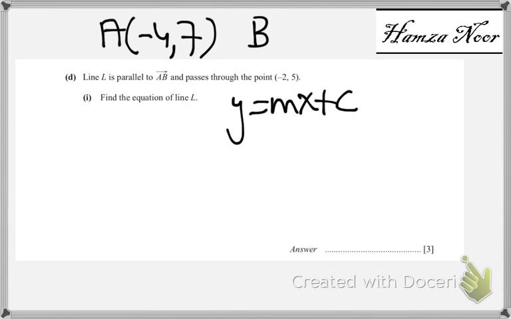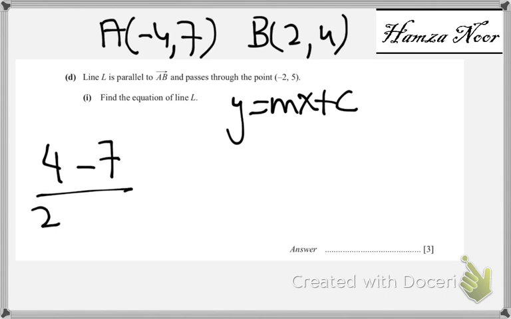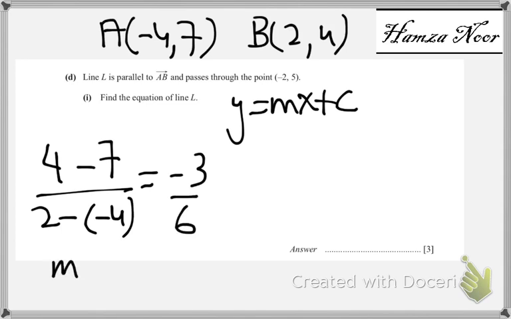So first thing is you need to find the gradient of AB. So y2 minus y1 over x2 minus x1. This goes like this: 4 minus 7 divided by 2 minus 4. So 4 minus 7 is minus 3, and 2 plus 4 is 6. So the gradient of AB is minus half.